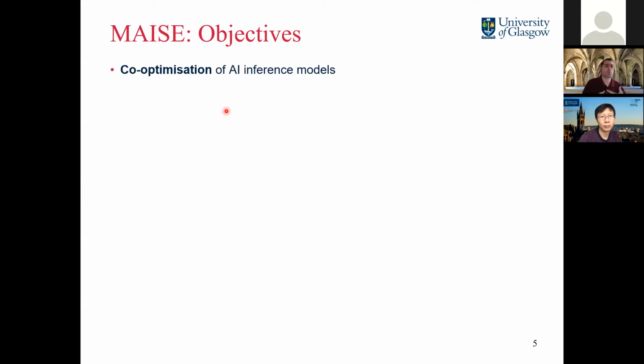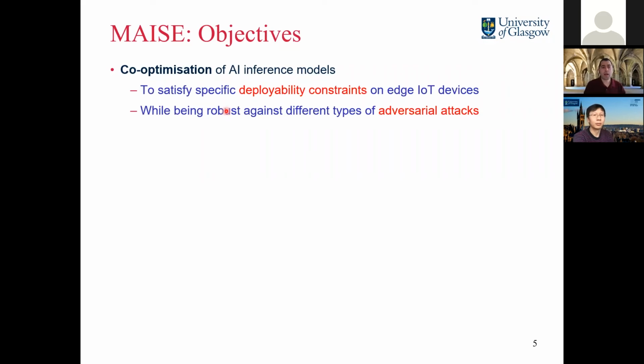The first one is to provide co-optimization of AI inference models. And this means to essentially satisfy specific deployability constraints on edge IoT devices like memory or compute capacity, but also being able to be robust against different types of adversarial attacks. And I'll give you a couple of examples in the next slide.